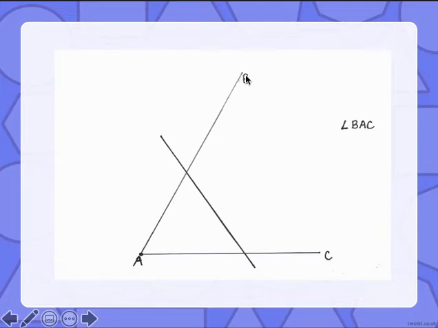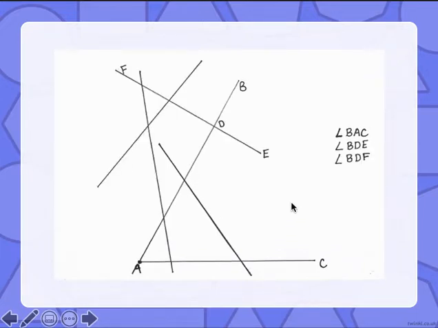So this angle would be BAC. And do you see this symbol here? That symbol means angle. So now I can add lots more lines, but I can still tell you which angle I'm referring to. So this angle is BDE.